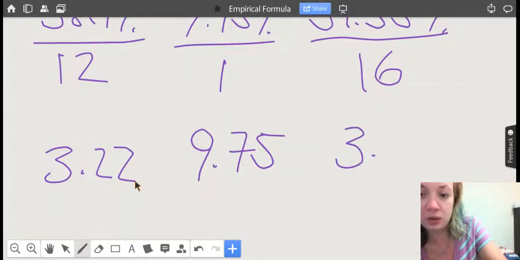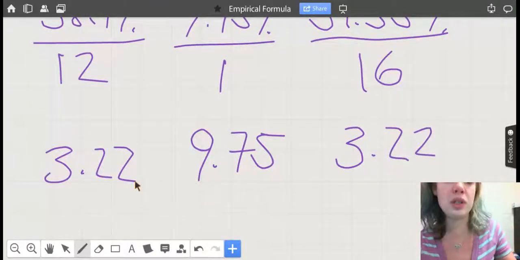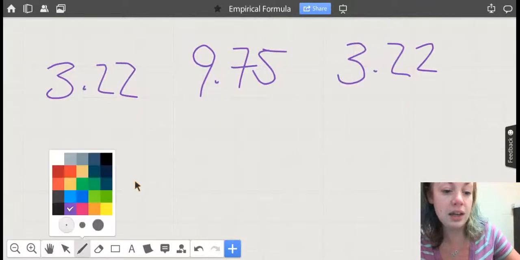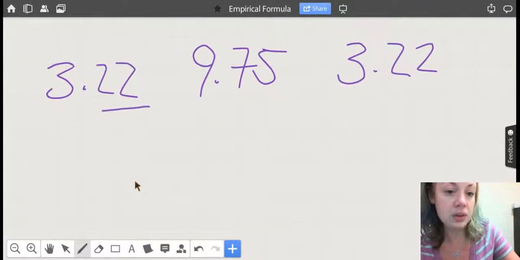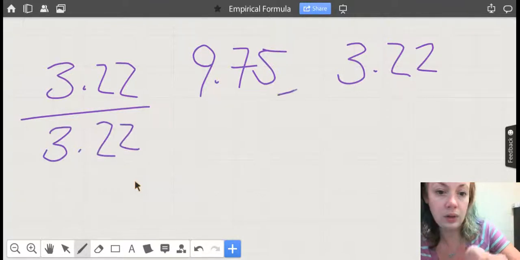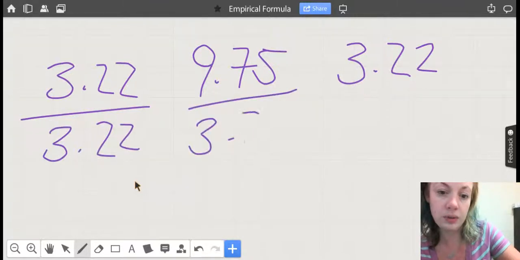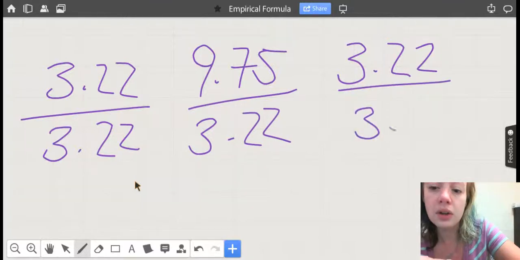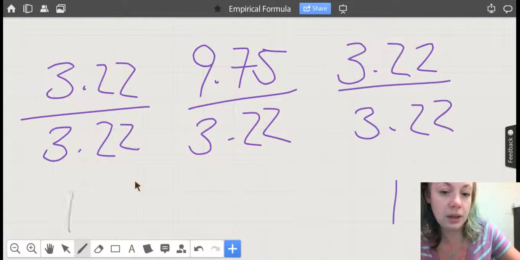So I've got 3.22. Now the next step here is to divide by the smallest number. So my smallest number from each of these steps is 3.22. So I'm going to divide by 3.22. And I should, for the most part, when I do this step, get whole numbers. So I've got 1 here, 1 here, and this is essentially 3 here.